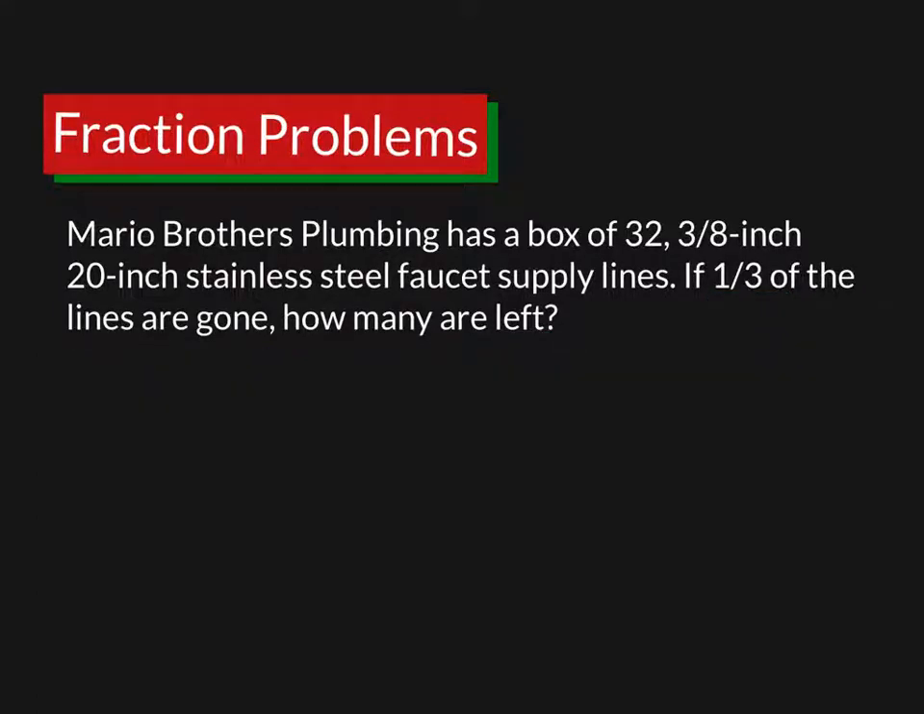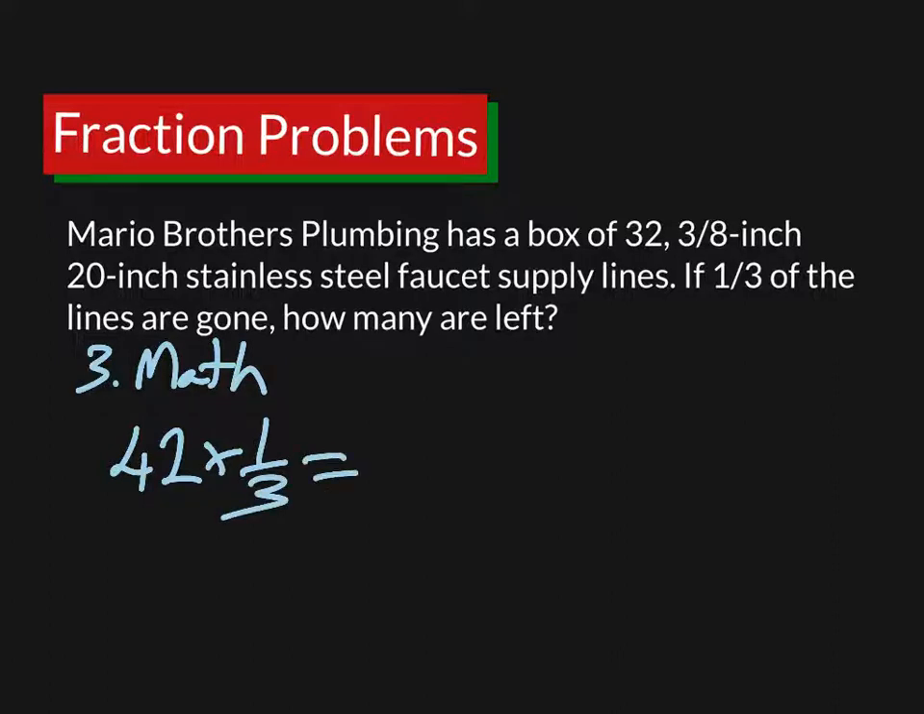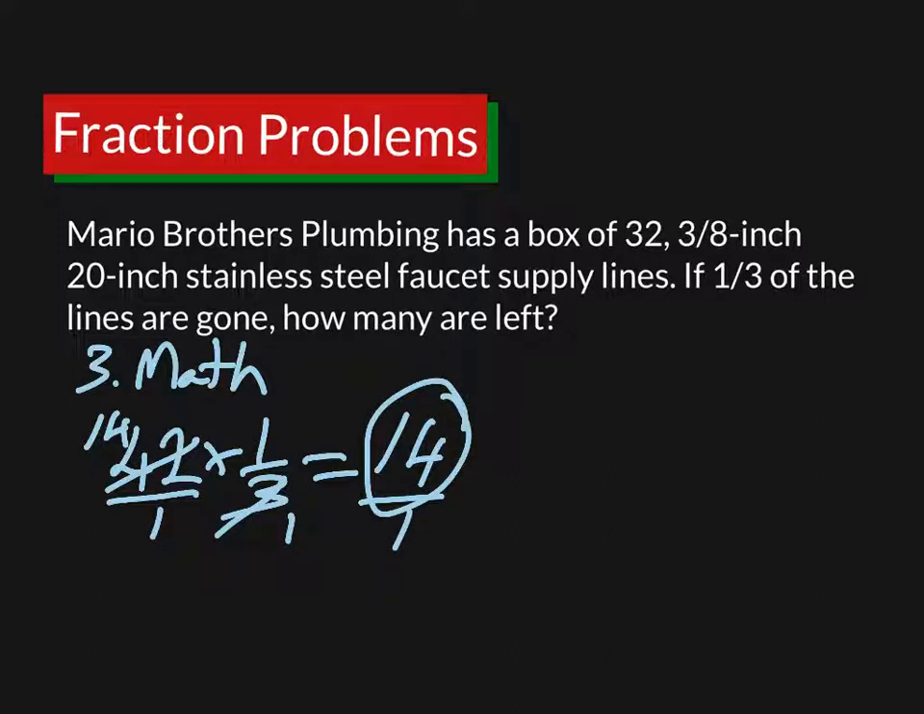So finally in step 3 we're going to do the math. And we know there are two operations. We need to find 1/3 of 42, which means multiply. And that will tell us how many are gone. So 42 times 1/3, we have to make 42 into an improper fraction. And now we can cancel if possible, and actually 3 goes into itself once, and 3 goes into 42 14 times. So 14 times 1 is 14, and 1 times 1 is 1, and 14 over 1 is the same as 14. So 14 of them are gone.